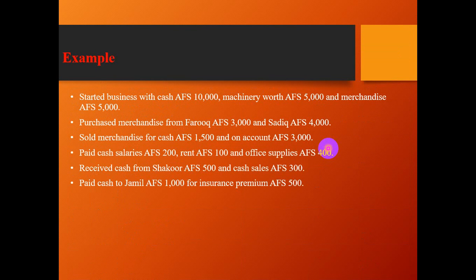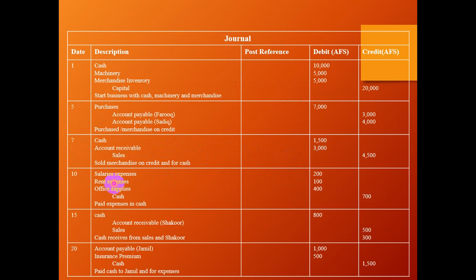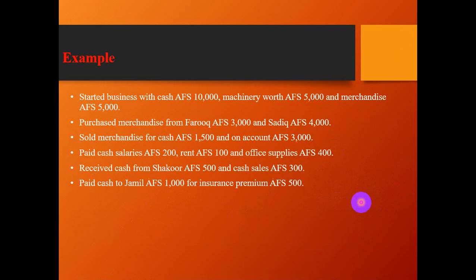The next one, the third transaction, sold merchandise, is done. Fourth transaction: paid salary in cash. You are paying salaries, rent expenses and office supplies. So we write salary expense, rent expense and office supplies to cash. Salary expense is part of expenses, rent expense is part of expenses, and office supplies is part of expenses. So all these three are part of expenses. Expenses increase, so they have a debit balance, whereas cash is part of assets. So the asset is decreasing by the amount of 700, so that has a credit balance, right?